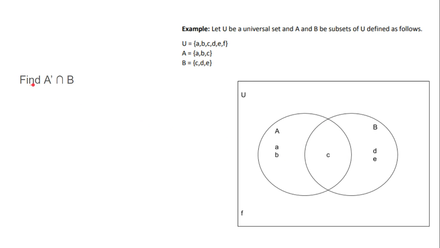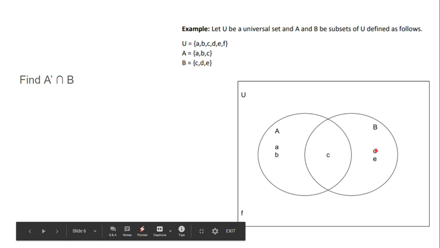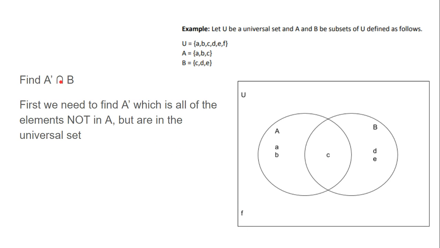Okay? If I wanted to find A prime intersect B, the first thing I have to do is find out what is not in A. That's what that means. So what's not in A? I'm looking at all the things that are not in this bubble. I have D, E, and F. And then I want to look at what it shares with B.